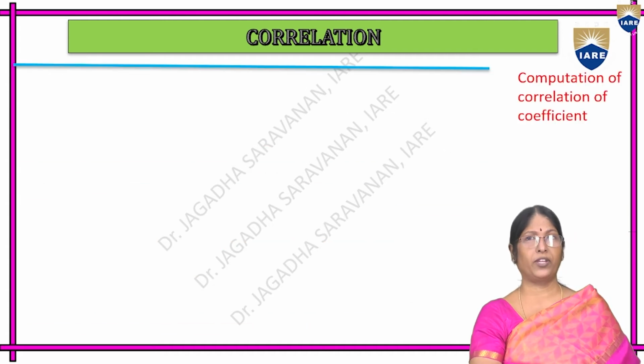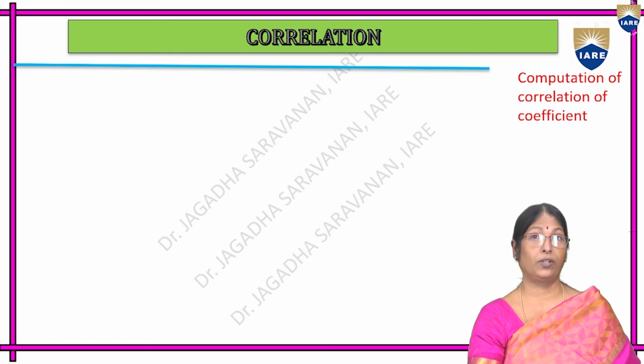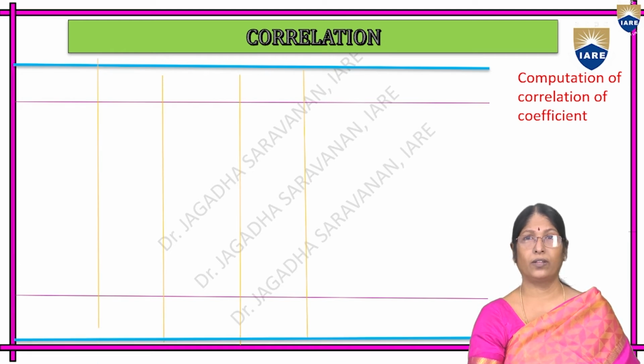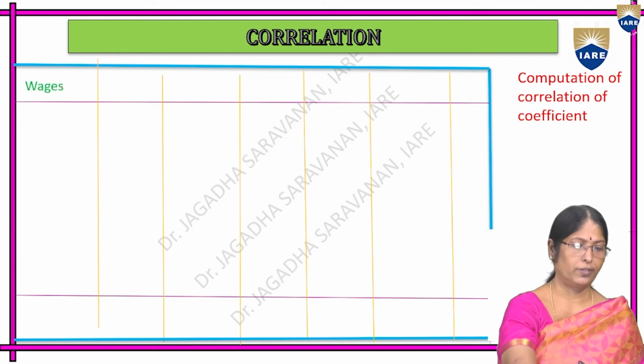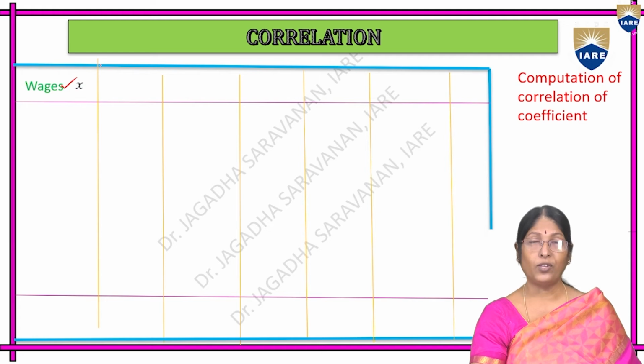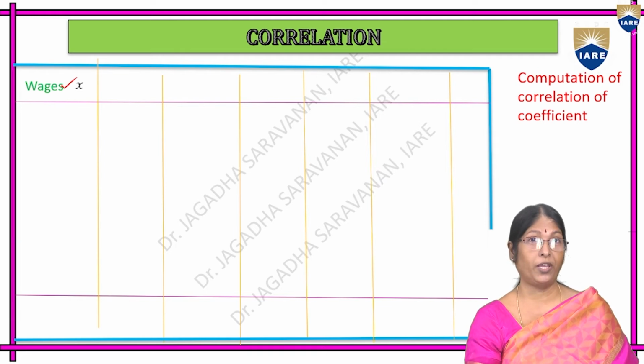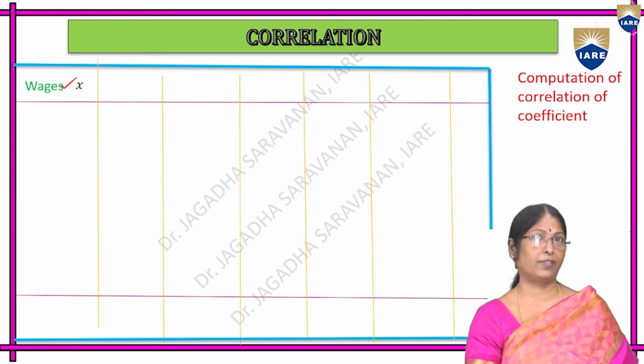So we have to construct the table to substitute the terms' values. Based on that, we will construct the table now. We can see the columns, the vertical lines drawn here. The wages which are given, we are assuming as a variable. That is only our topic. We have to define the relationship between the variables. Ours is wages, and we give the name X.